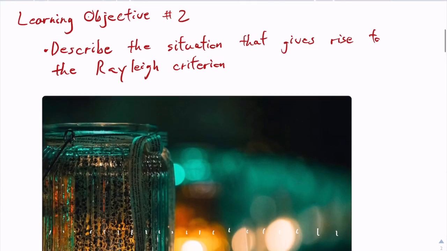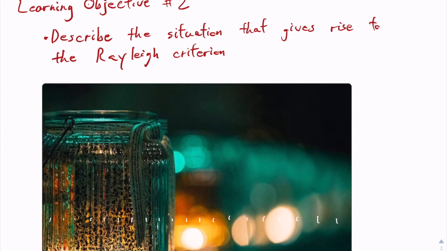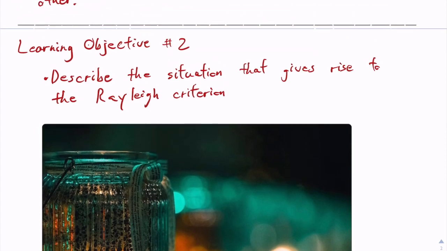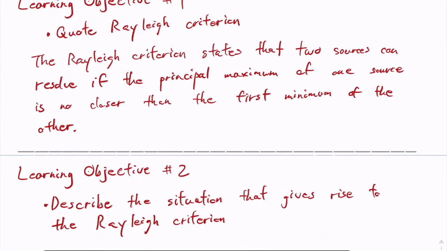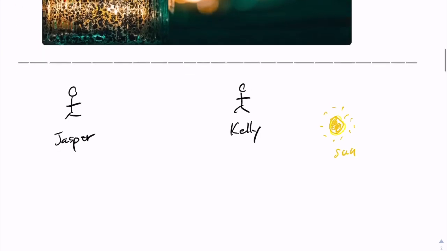The second learning objective is to describe the situation that gives rise to Rayleigh's criterion. We're combining both of these learning objectives together because you might ask, what is Rayleigh's criterion? Well, we've got the definition for it, but then you don't really understand it. So let's look at that situation.